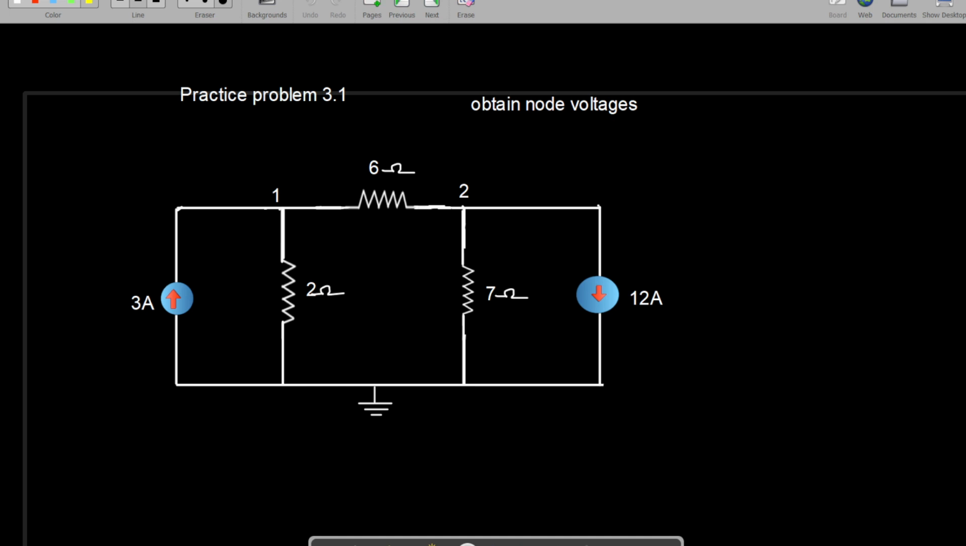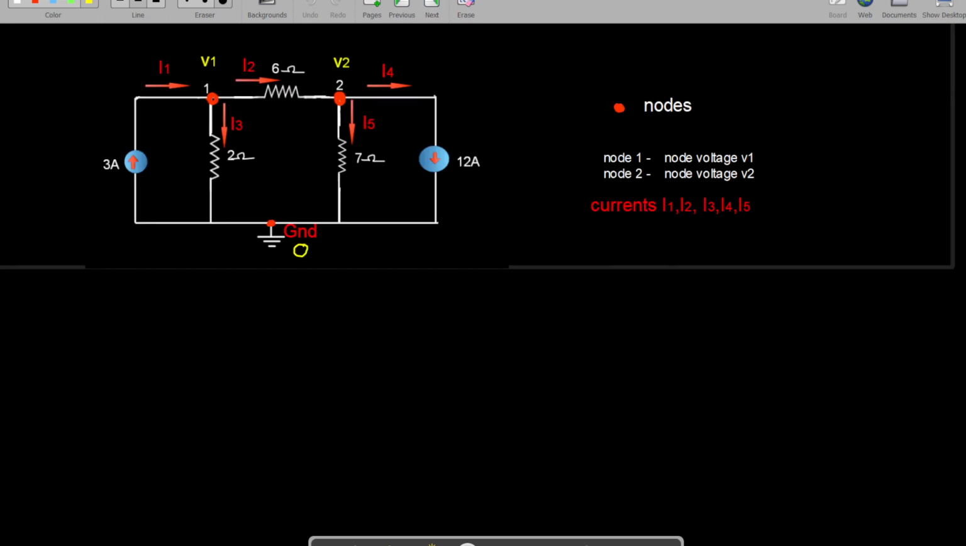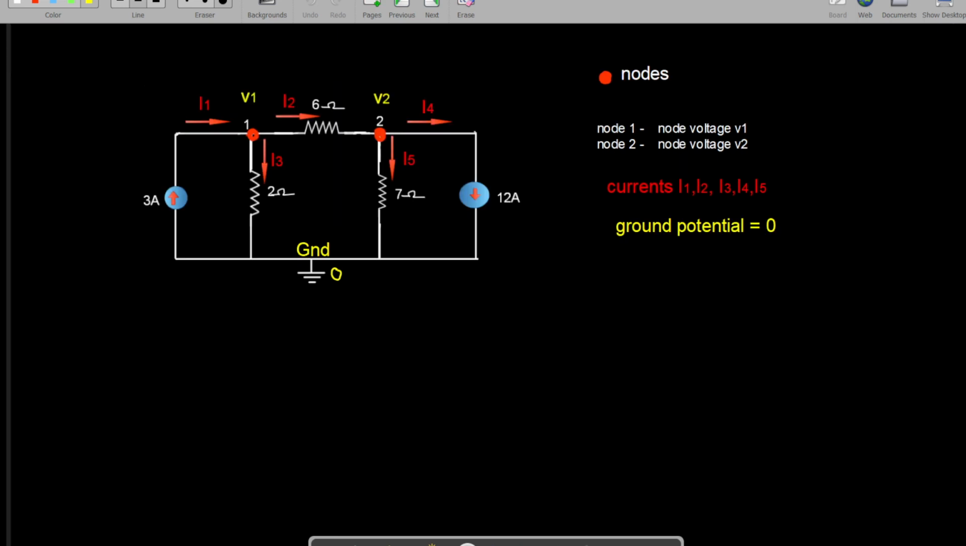So this is the problem given and it contains two current sources. And it has two nodes, node 1 and node 2, and we name the node voltages as V1 and V2. The currents flowing through these paths are named as I1, I2, I3, I4 and I5, and the ground is at the potential 0. Actually the current will be flowing between two nodes.